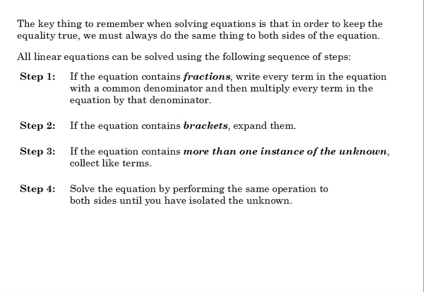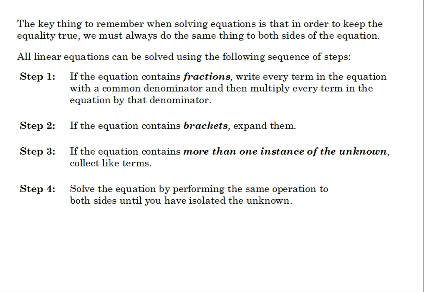So basically we might have 4 steps we need to follow. Some you won't need to bother with depending on the form of your equation. So the first step is to deal with fractions. If you have an equation that involves fractions, write every term in the equation with a common denominator and then multiply each term by that denominator. Now there are shortcuts to doing this, but essentially that's what you're doing when you're dealing with fractions in an equation. The second step is to deal with brackets, and you may have created some brackets dealing with the fractions.